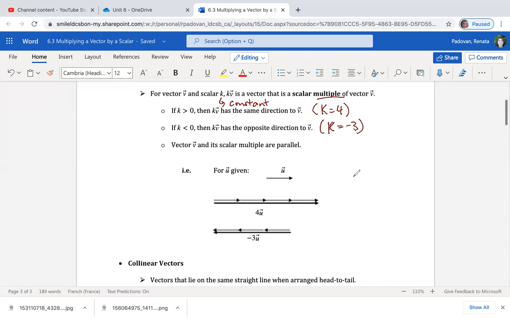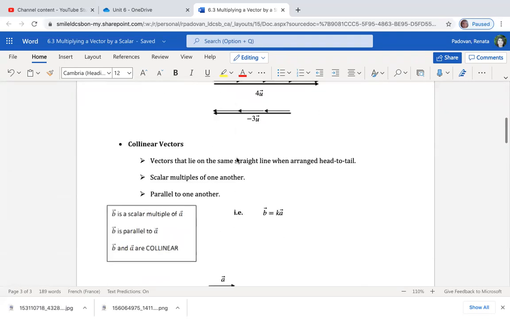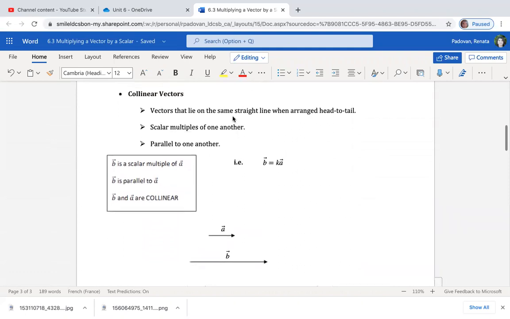All right, so let's look at what a collinear vector is. Vectors that lie on the same straight line, but once I arrange it head to tail. So first they start out as 2 separate vectors. So let's say I have vector A here moving to the right, vector B here, a different length moving to the right as well. If I were to arrange those, head to tail method, and I looked at this example, vector B is equal to a constant times vector A.